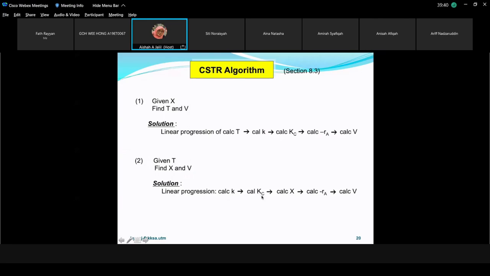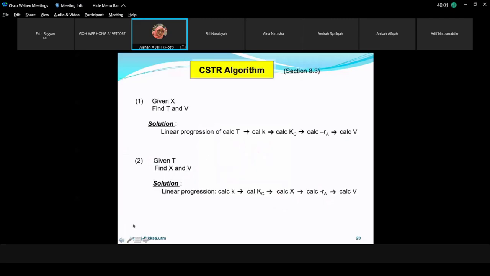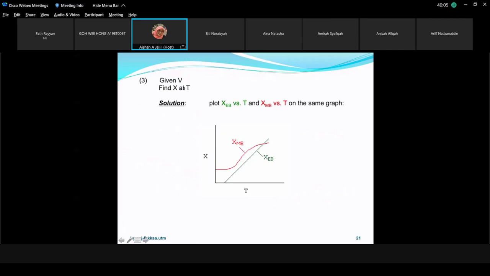This is reversible reaction. Maybe all are reversible reaction. And then you can calculate X from the KC in the bracket, and then you can get the rate law, and then you can calculate the V. Okay, and the third type, there is type 1, type 2, and then type 3, the V given, but you have to calculate X and T.